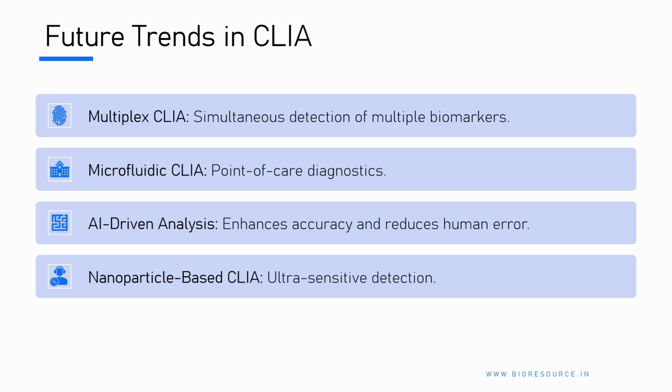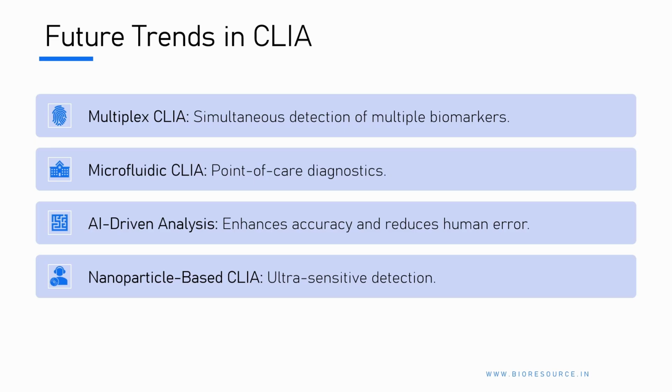Next is the nanoparticle-based CLIA for ultra-sensitive detection. The use of nanoparticles like gold, silver, and quantum dots or magnetic beads as signal amplifiers. The nanoparticles enhance the luminescence signals, allowing for the detection of extremely low analyte concentrations. Some examples include early disease detection, ultra-sensitive infectious disease detection, environmental monitoring, etc.